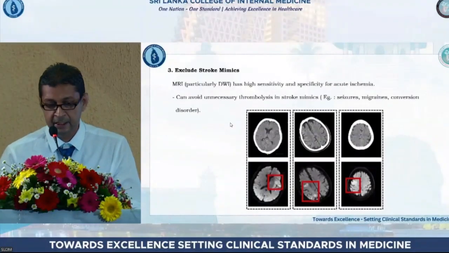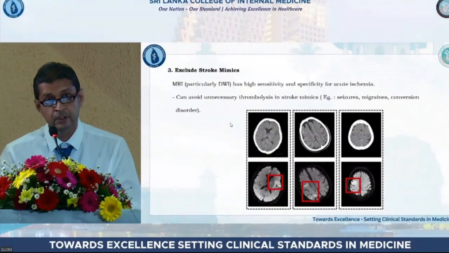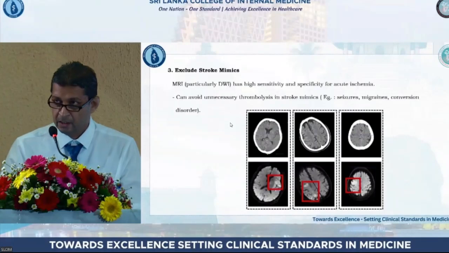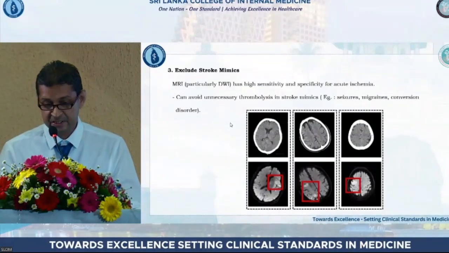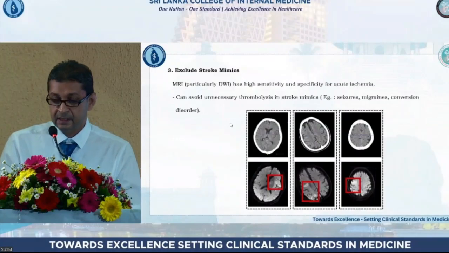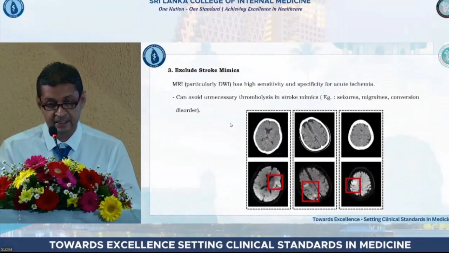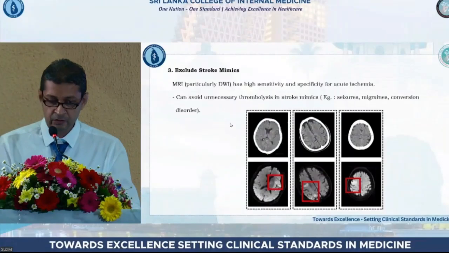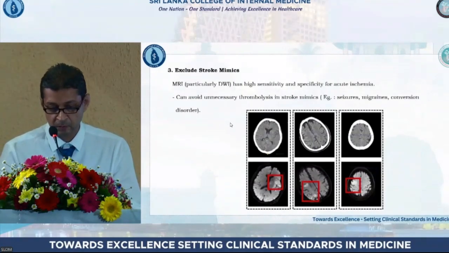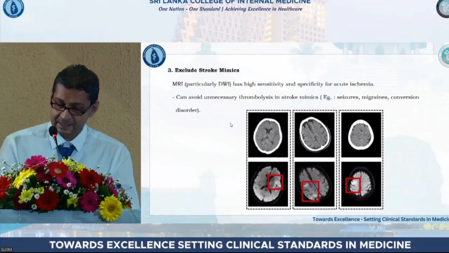MRI, particularly DWI, has high sensitivity and specificity for acute ischemia. We know patients with seizures, migraines, and conversion disorders sometimes present with focal neurological deficits. MRI DWI images can be used to avoid unnecessary thrombolysis in stroke mimics like these conditions.